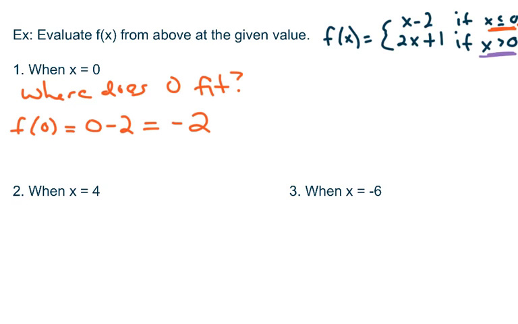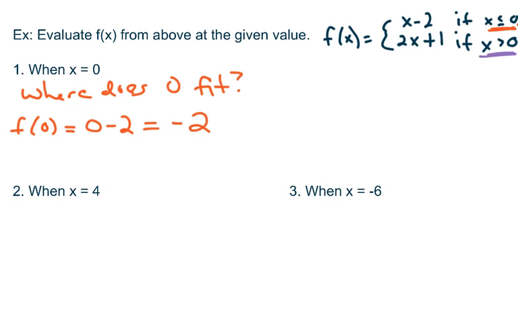We don't need to do anything else with the 2x plus 1, because x was not greater than 0. We don't even care about that. Since x was less than or equal to, and specifically equal to 0, we're going to use the top function. And so we just plug in our number for the x value and see what we get at the end. Okay, so f of 0 is equal to negative 2.